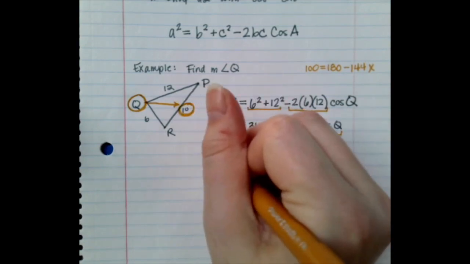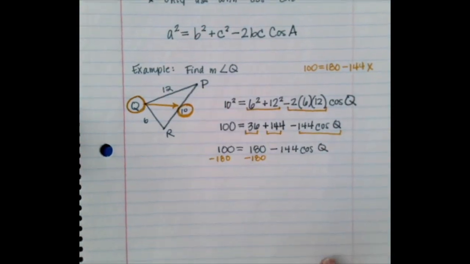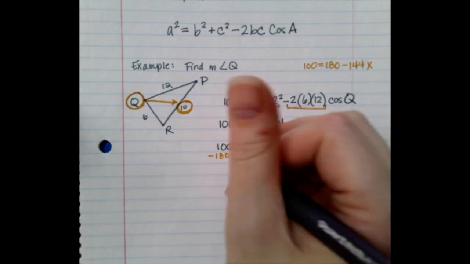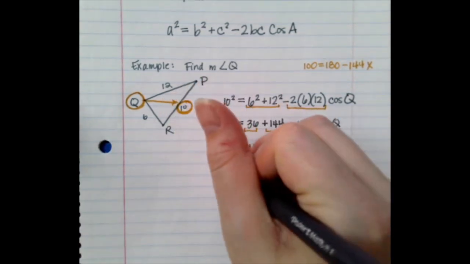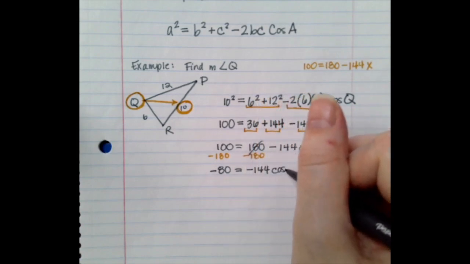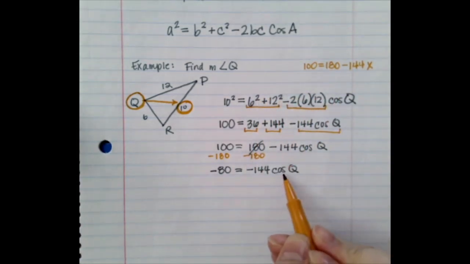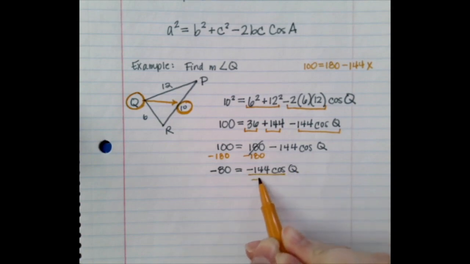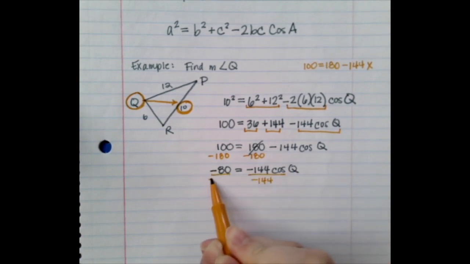Subtract 180 on both sides. 100 minus 180 is minus 80. And then, just like if this was a variable, we can just divide by 144 on both sides.